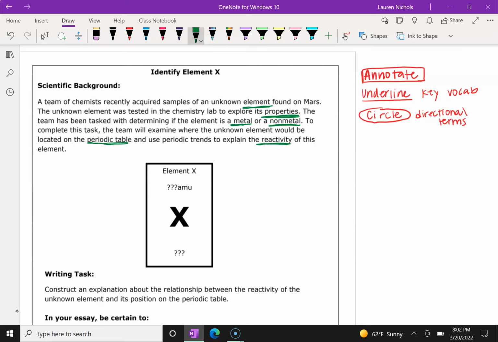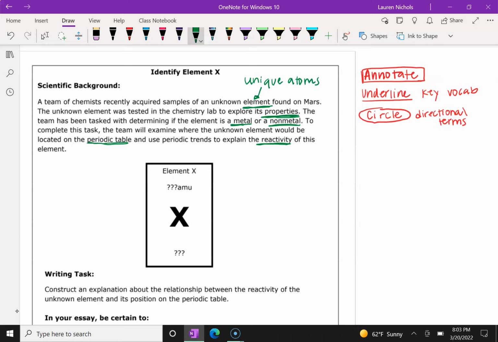One thing I like to do when I'm annotating a prompt, if I've underlined some vocabulary words that I know the definition to, is go ahead and write it down. That way I can use it later in my essay. And you don't have to do it for all of them, but just a few added definitions can really help boost your essay. So for example, I know that elements are unique atoms.